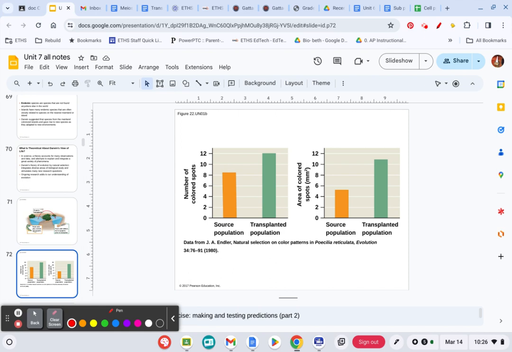Anyway, so source population. Whatever the source population was, it had less spots than when you transplanted it. When you transplanted it, you saw the number of spots here is on the side, area of colored spots. So they just became more colorful over time, because now they didn't have any predators. So the environment had changed, and as a result, the thing that's getting hunted, the guppies in this case, are also going to change. And that will then affect future generations of guppies. And so you get more colorful guppies over time.